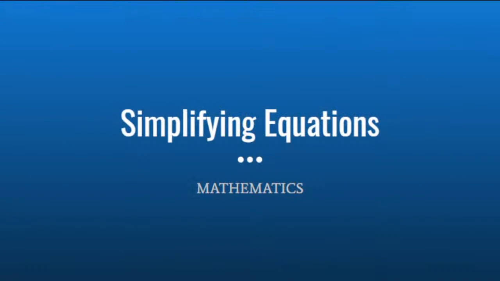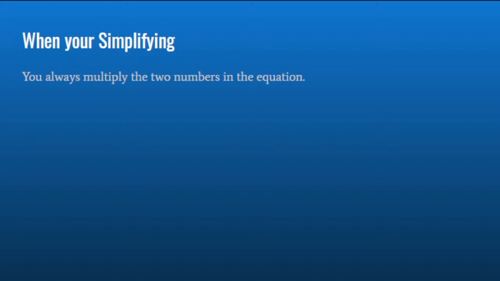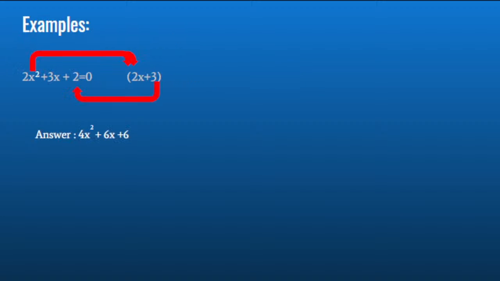Next, simplifying equations. When you're simplifying, you always multiply the two numbers in the equation, such as for example, 2x squared plus 3x plus 2 equals 0, and parentheses 2x plus 3. Now, simplifying 2x squared times 2x equals 4x squared, and 3x squared. Now 2x squared times 2, for 3 times 2, that's 6, and the same here, 3 and 2 equals 6.